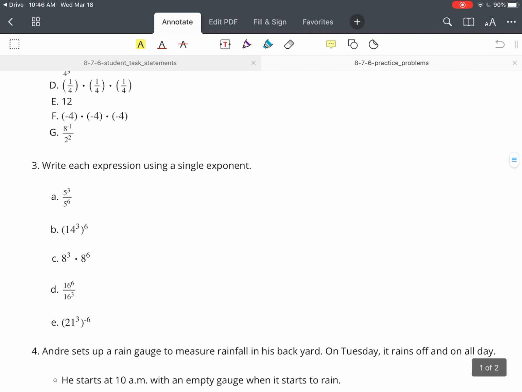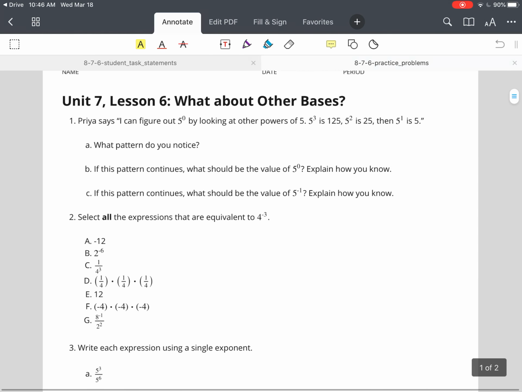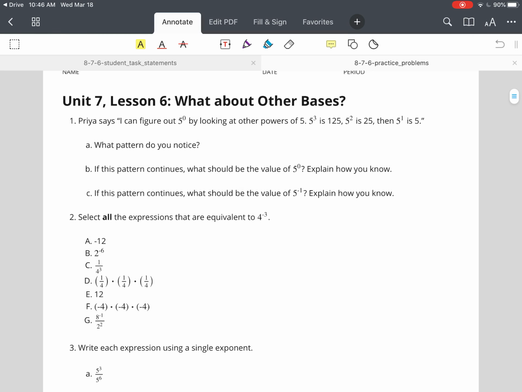So let's take a look at the practice problems, okay? Priya says, I can figure out 5 to the 0 by looking at the powers of 5. 5 to the third is 125, 5 squared is 25, and 5 to the first is 5. What pattern do you notice? Well, if you multiply by 5, the exponent grows bigger, but what's the opposite of multiplying? Yep, dividing, right? Dividing by 5.